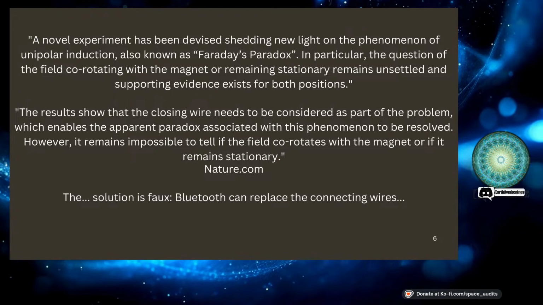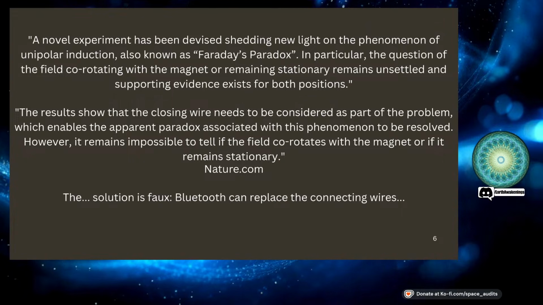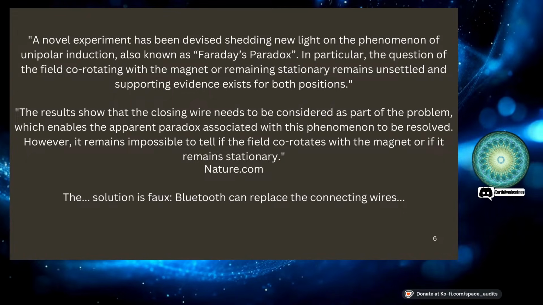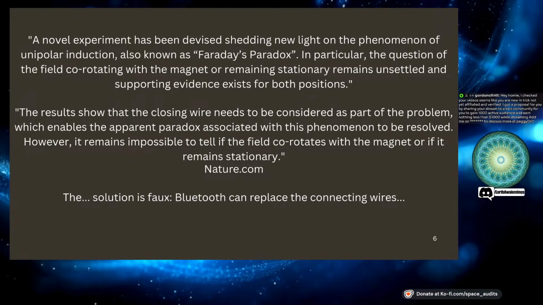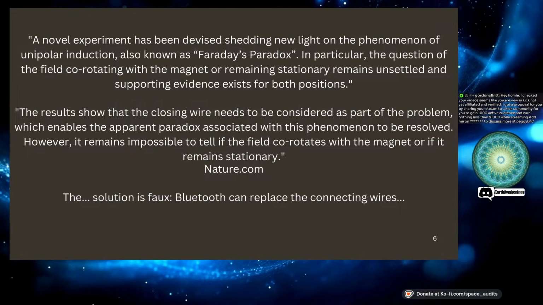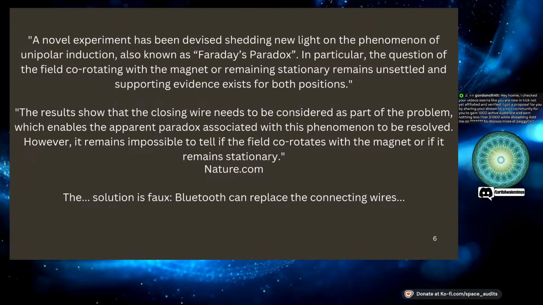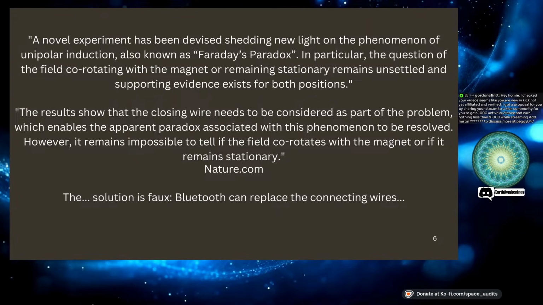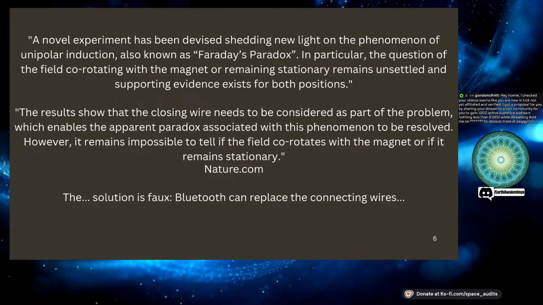for both positions. The results show that the closing wire, that is the point here, the closing wire needs to be considered as part of the problem, which enables the apparent paradox associated with this phenomenon to be resolved. However, it remains impossible to tell if the field co-rotates with the magnet or if it remains stationary. And here's what Robert Bennett has to say about this apparent solution. The solution is faux. Bluetooth can replace the connecting wires.